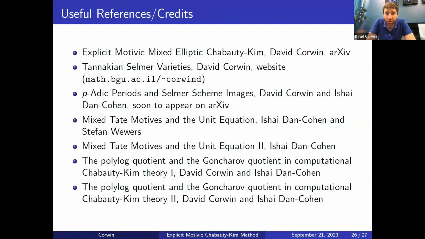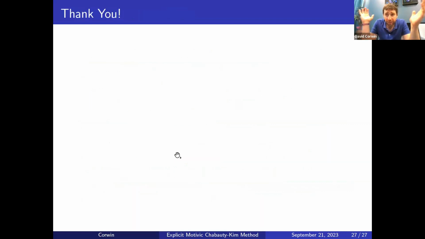And so here's a list of references. I have this preprint on arXiv. I have this thing on my website that will eventually go on arXiv. There's my thing with Ishai, which is not public, but will go on arXiv hopefully soon. And then there's the previous work of Dan Cohen, Wewers, and Dan Cohen and myself, which has been out for a long time and is in journals and on arXiv. And thank you. So I guess it's time for questions.